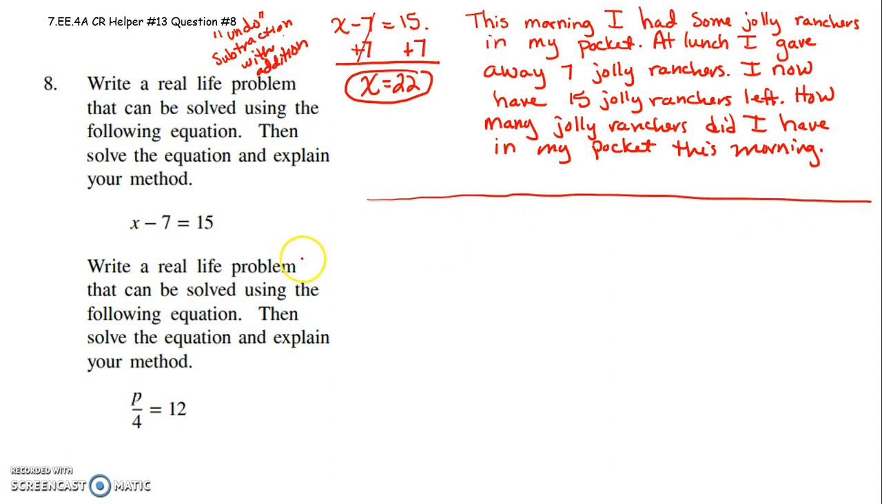I don't really know what your actual CR question looked like. Miss Prue picks the questions for your helper, and then I just throw together the videos. It says, write a real-life problem that can be solved using the following equation. Then solve the equation and explain your method. Now they have p divided by 4 equals 12. Oops, sorry.